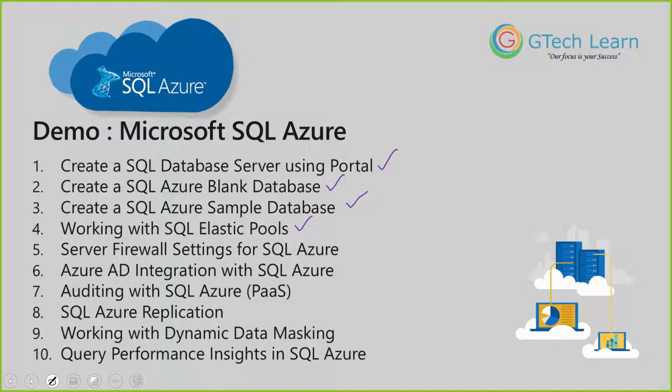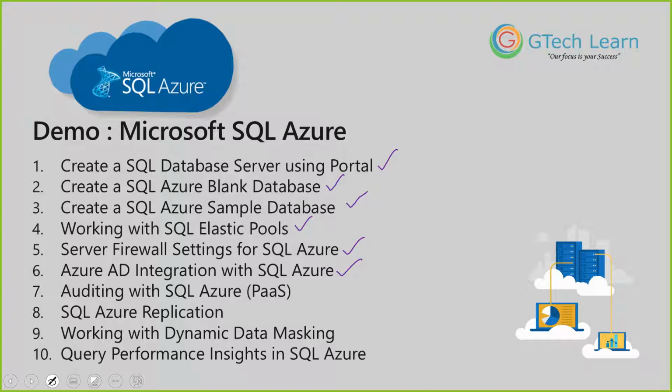How do we work with our firewall settings? Why is it required? Why would anybody want firewall settings, except to make it accessible for some specific IP addresses and Azure Services communications? Then we will be discussing Azure AD, which is your cloud authentication and authorization directory service. How do we integrate Azure AD with our SQL Azure?